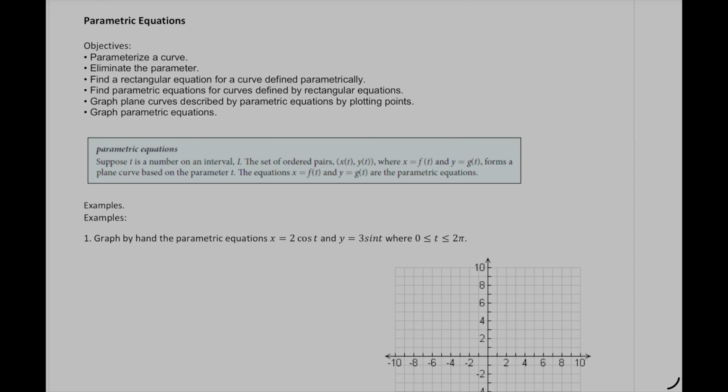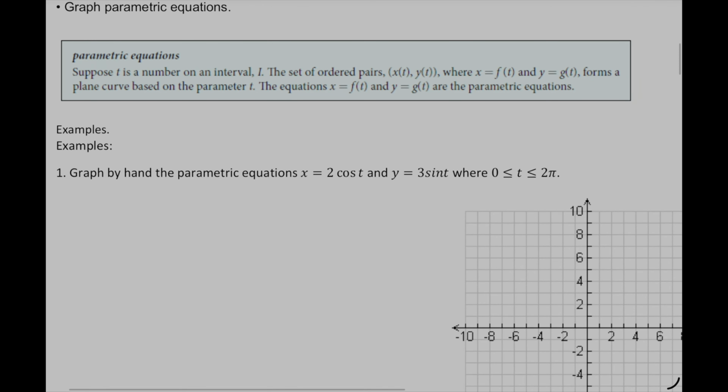Let's talk about parametric equations here. In the blue box, yes, we are describing parametric equations, but before I jump into the formal definition, let's just first look at this first example. It'll make more sense. All right, so here I have two equations. One is x equals 2 cosine of t, and another one, y is 3 sine of t.